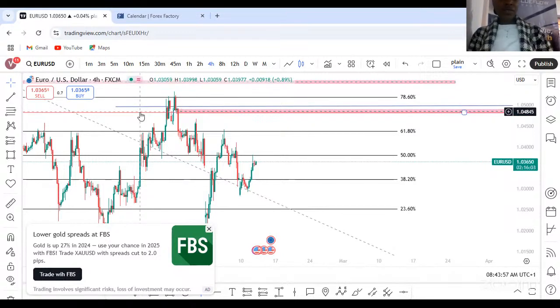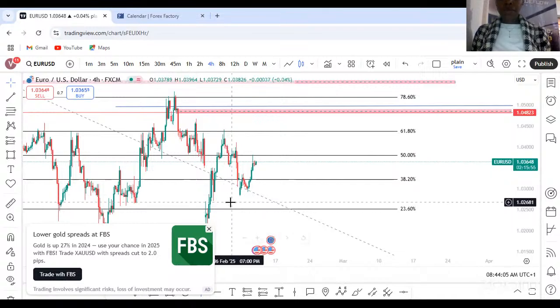If you have questions or a different bias from what has been analyzed, you can actually type in the chat box or mute yourself to speak, and we will be looking at what you're seeing together.